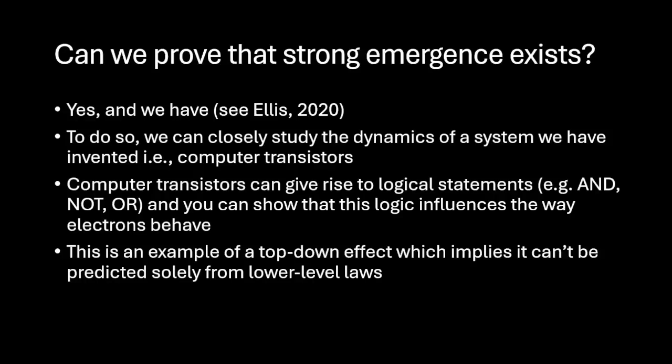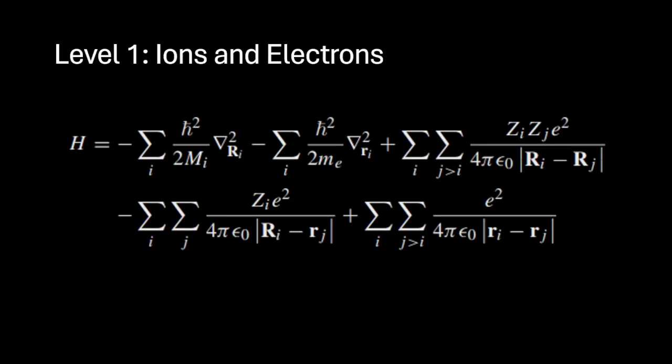But what is logic? Logic is a kind of abstract thing which we impose upon the electrons. We're the ones who have designed these logical statements. And so the logic that we impose upon the electrons is causing them to move differently. So logic is an abstract thing which exists at a higher level, and yet it's causing electrons, which exist at a lower level, to behave differently.